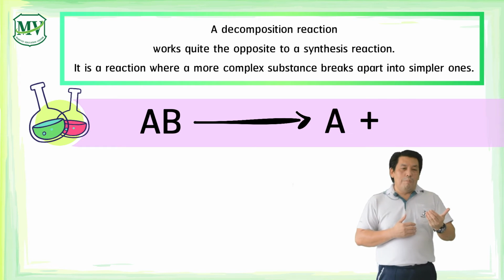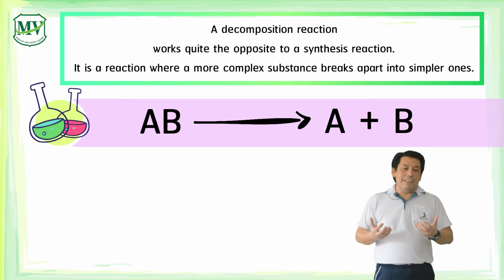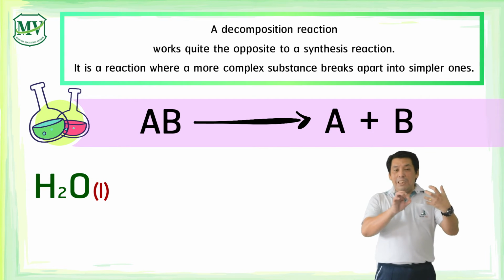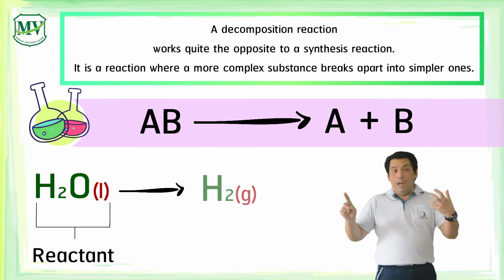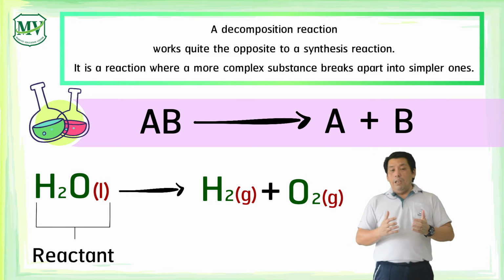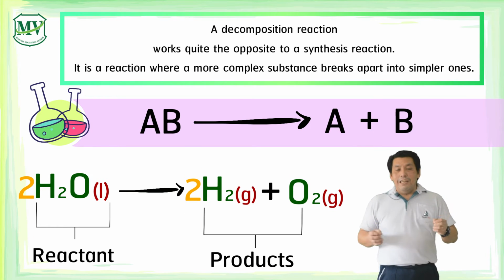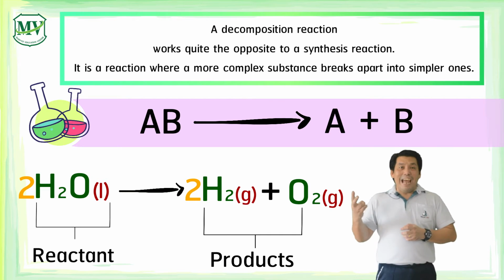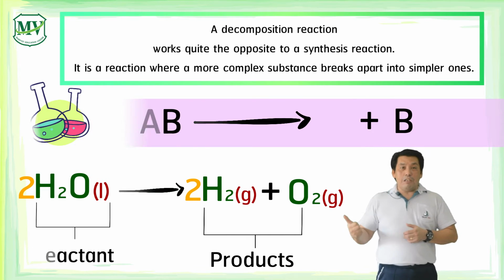A general form of a decomposition reaction can be written as AB will yield A plus B. An example of a decomposition reaction is the electrolysis of water to form two gases, hydrogen and oxygen.